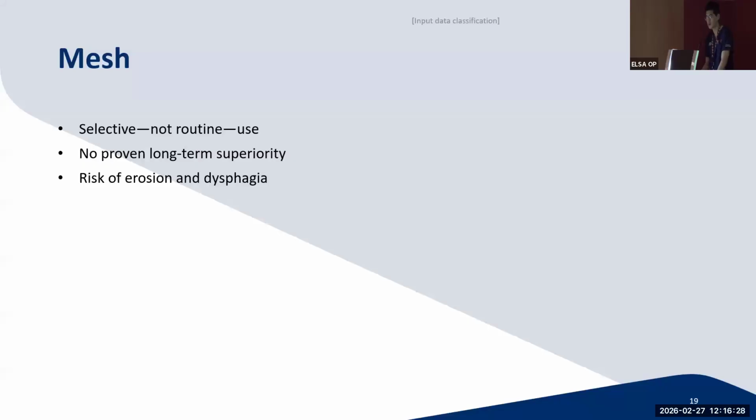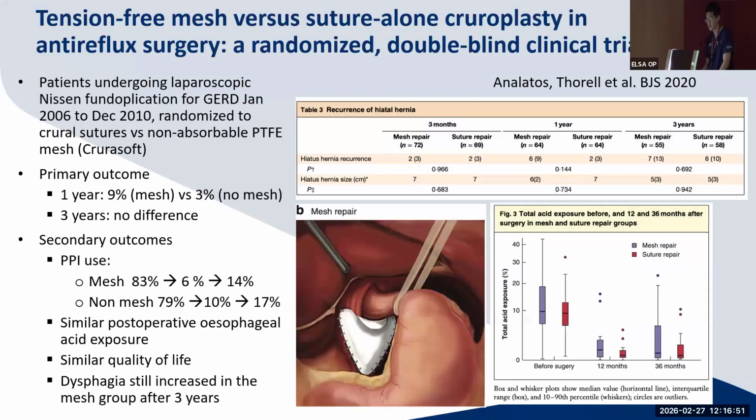So the use of mesh is really selective, it's not routine. In fact, I would argue that it should be used quite rarely. There is no proven long-term superiority when you use a mesh, and there is always a fear of mesh erosion into the esophagus, even though we know from the surgical literature that mesh erosion, even though it's quite a weird complication, is actually rather rare.